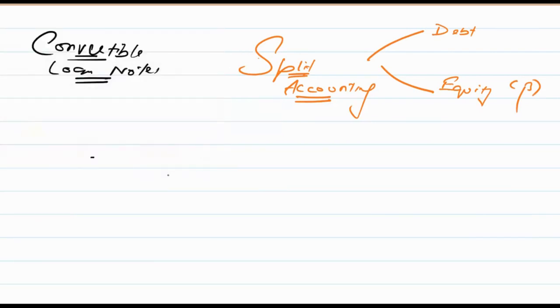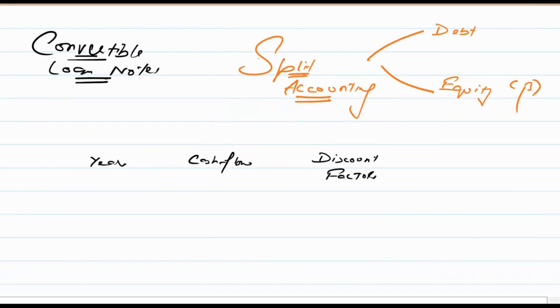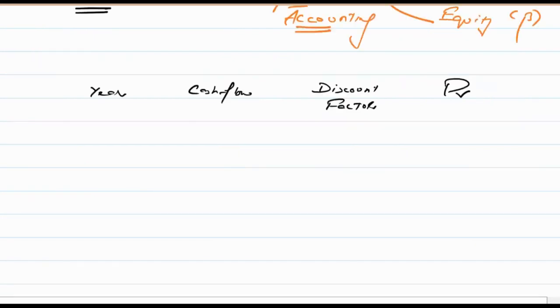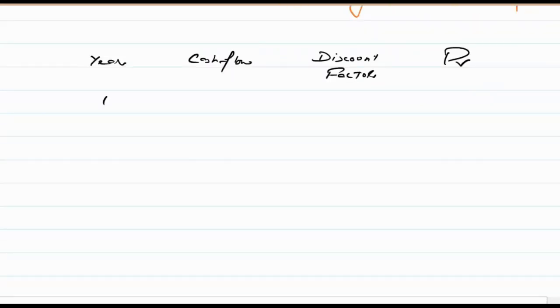So first of all, you take the year column. Again, you will be doing this in Excel, so make the year column. And then we have the cash flow. And then we have the discount factor. And then we have the present value. So remember, for example, if the bond is for 3 years, in the year 1, you only have the interest. Now remember, this is the payment thing.